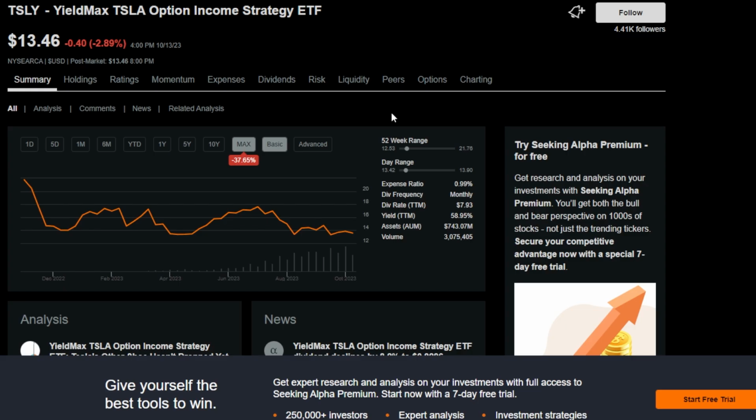Now, before we go into the math and explain how long it would take an investor to turn $1,000 into $10,000 by investing into TSLY, keep in mind one certain thing. When investing into a covered call ETF, especially like this one, TSLY, you're most likely going to see the ETF decay in price over time. Now, this is because a covered call ETF does have a capped amount of upside.